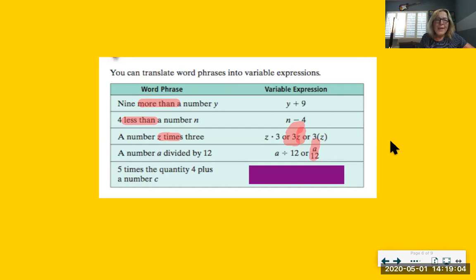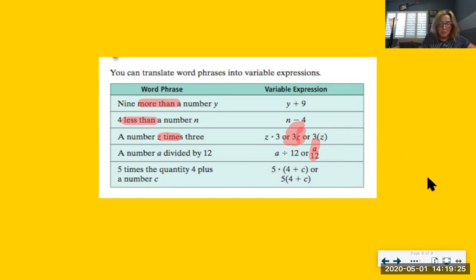Okay, and then 5 times the quantity 4 plus a number c. The quantity of means that that's a group. So the quantity of 4 plus c would be in parentheses, and then we're doing that 5 times. So again, they show you this dot for multiplication, but I prefer that you write it this way. So the way this is read is 5 times the quantity of 4 plus c, exactly the way that the words show under the word phrase.